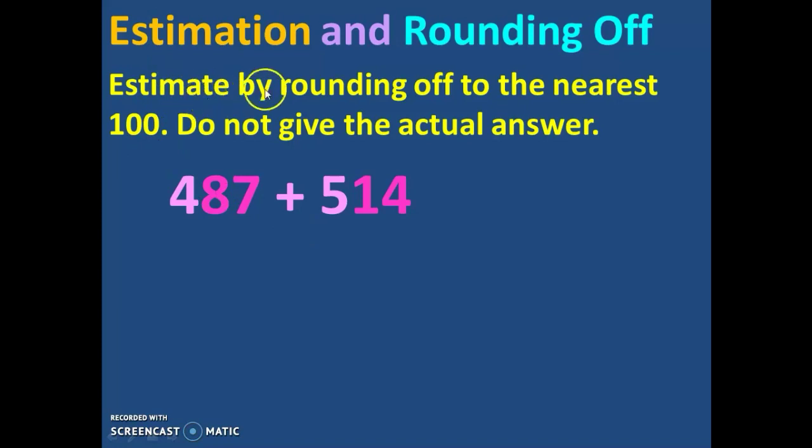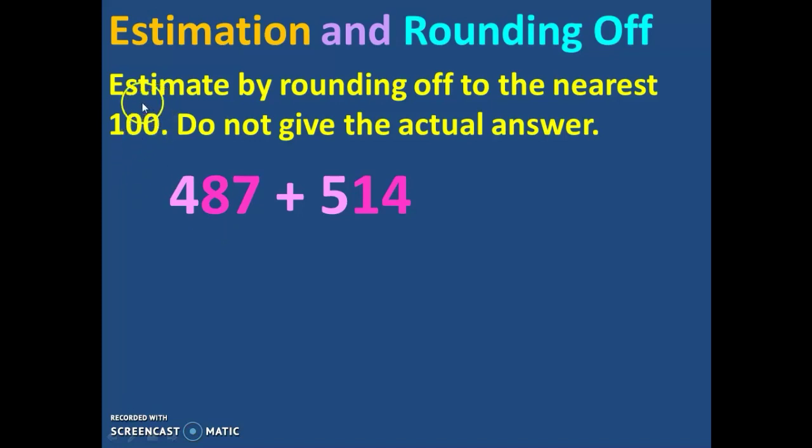Here you have to estimate by rounding off to the nearest 100. Do not give the actual answer they have given. If you add directly, that is your actual answer. They are asking, no need to give the actual answer. Only the estimated, rounded off answer they need. Okay. So now we are going to see how you round off directly.